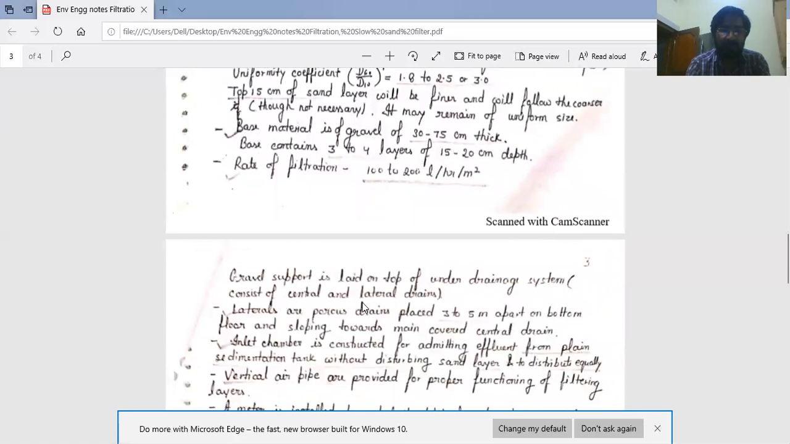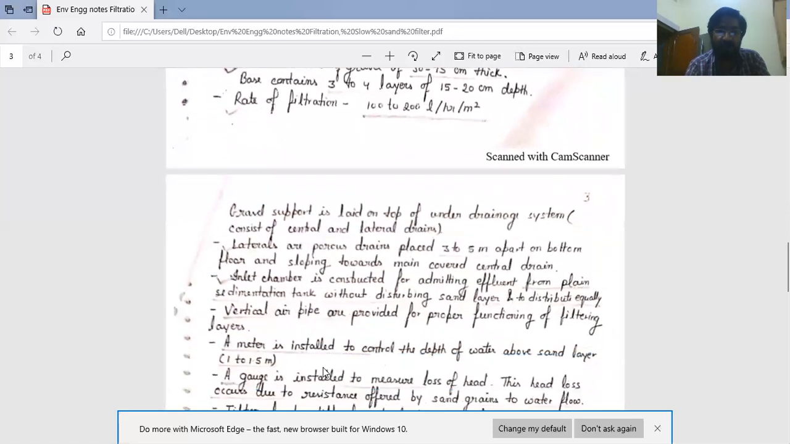The gravel support is laid on top of the underdrainage system. At the bottom of the filter, the underdrainage system consists of central and lateral drains, with one central main pipe for collecting the water. Laterals are porous drains placed 3 to 5 meters apart on the bottom floor and sloping towards the main central pipe.